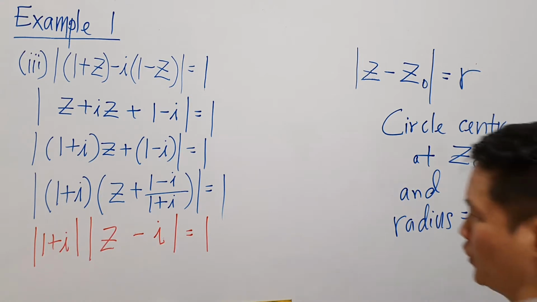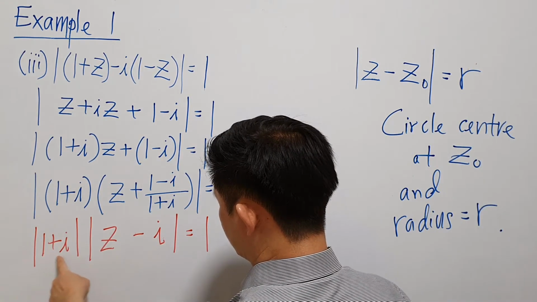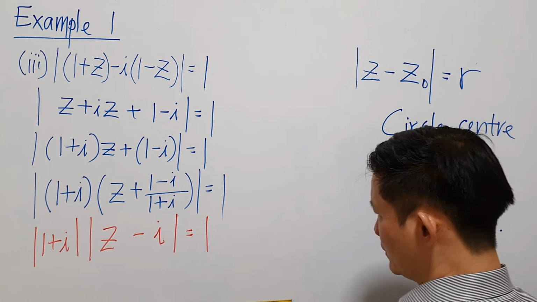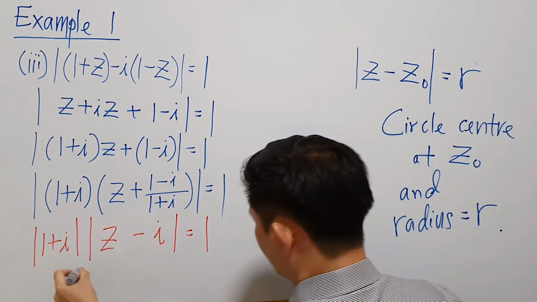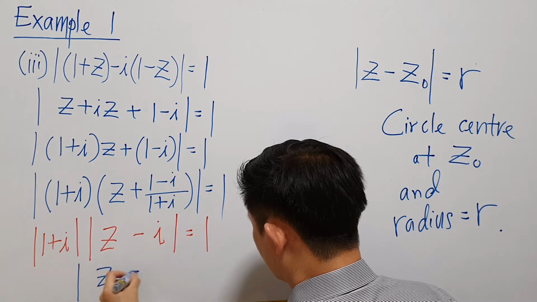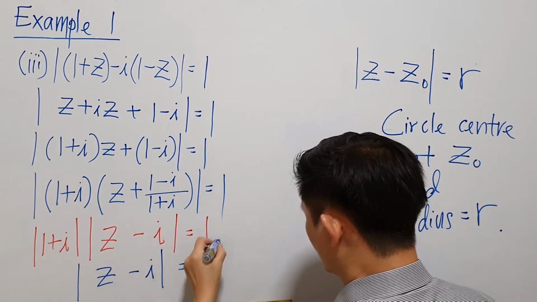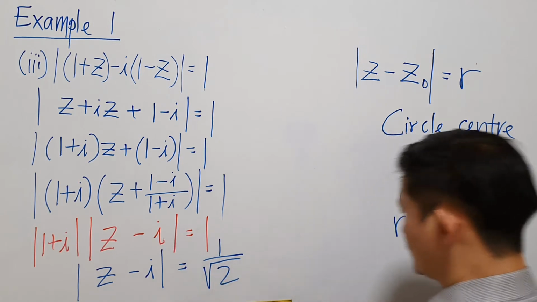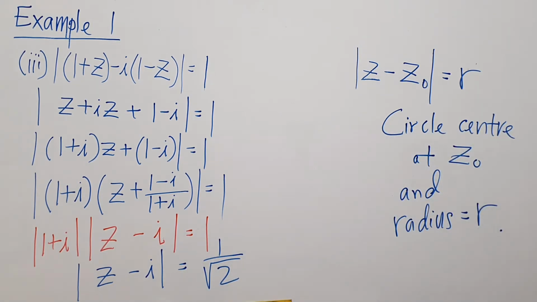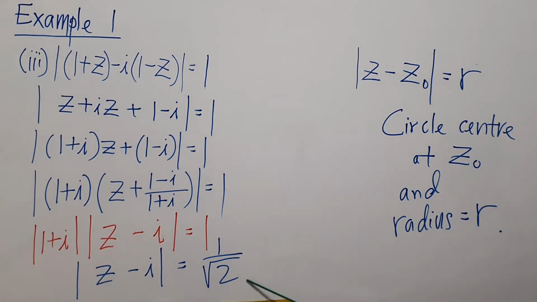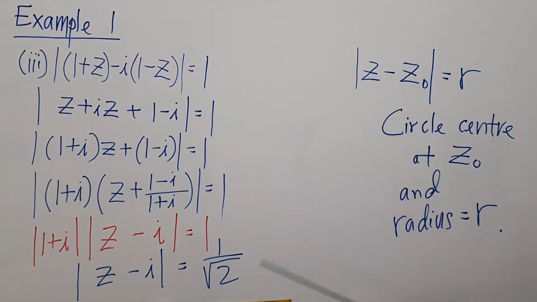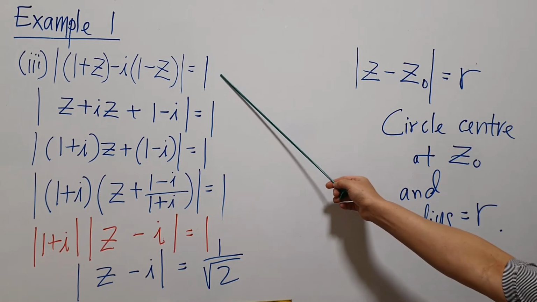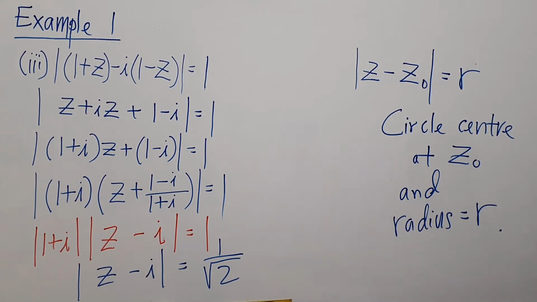Then you want to note that the modulus of this complex number is just square root 2, and then I bring it over to the right hand side. I will finally arrive at modulus of z minus i equals 1 over square root 2. And now if you compare this final equation with the generic one, you realize that this equation represents a circle whose center is at i and the radius is 1 over square root 2. And now you are ready to draw this circle.